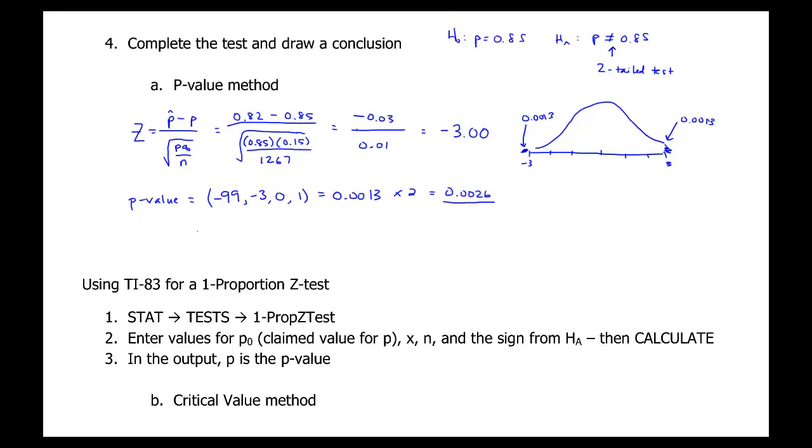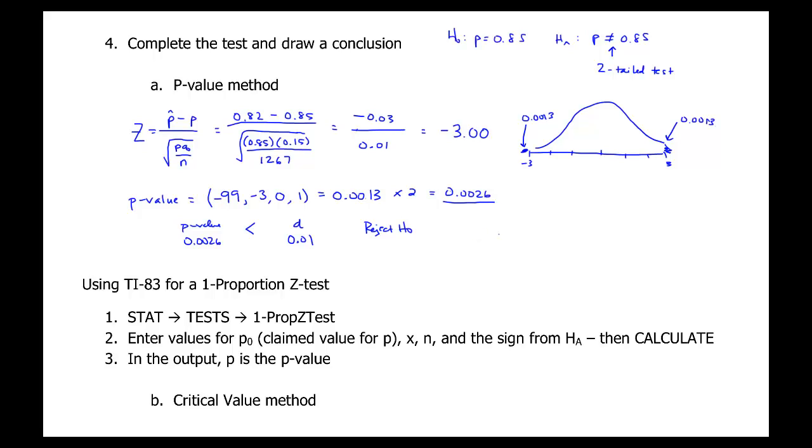Now we're going to take our p-value and the alpha that they gave us in the problem was 0.01. And you can see that our p-value is smaller than alpha, and when the p-value is less than alpha, we reject the null hypothesis. So we can say that we have sufficient evidence to reject the claim that the proportion of people who think texting while driving should be illegal is 0.85.